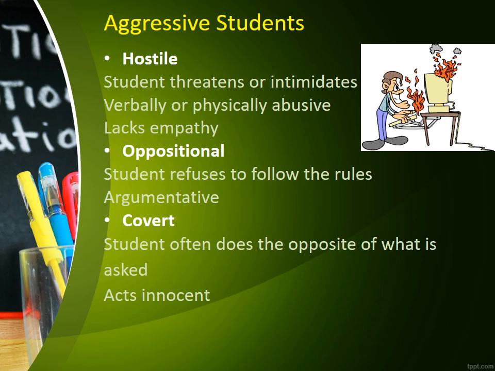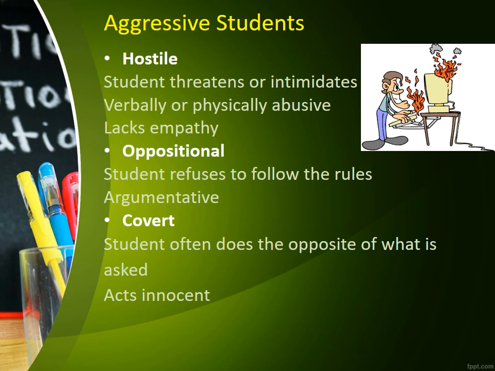Aggressive students. There are 3 subcategories of aggressive students: hostile, oppositional, and covert. Hostile students often have poor anger management skills and poor impulse control. They have a heightened sense of entitlement, and they fail to see the consequences of their actions. These students may threaten or intimidate others, they're verbally or physically abusive, and they lack empathy.